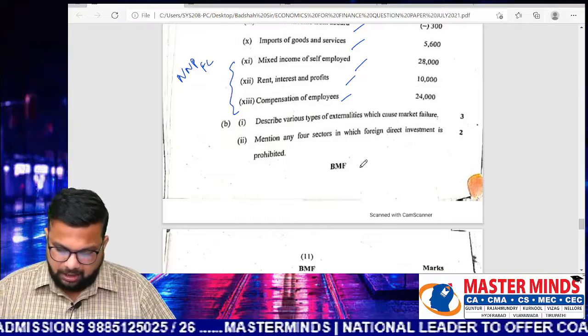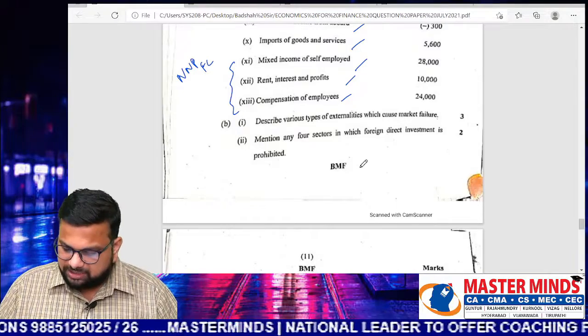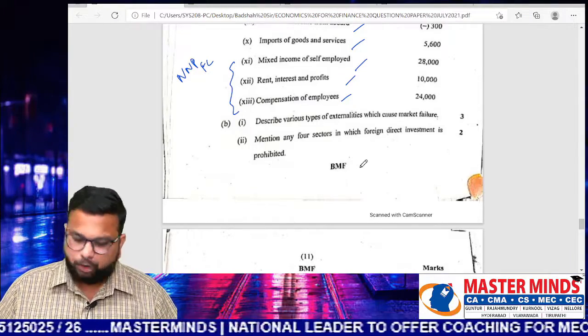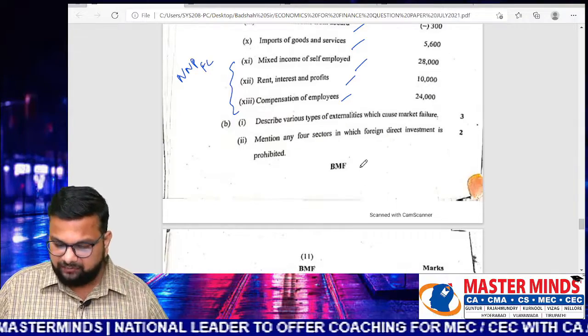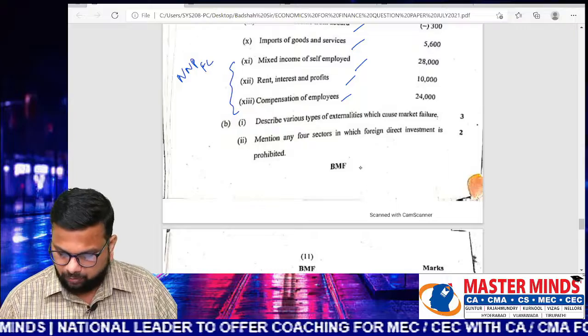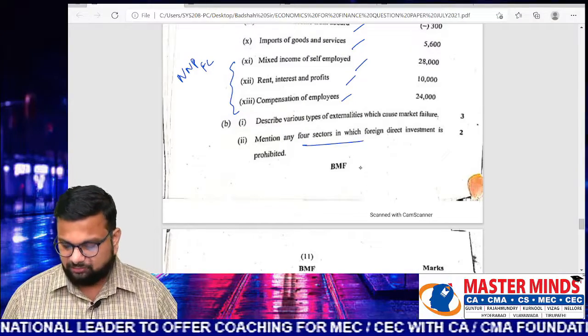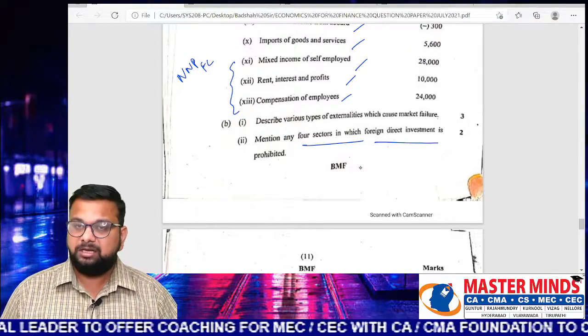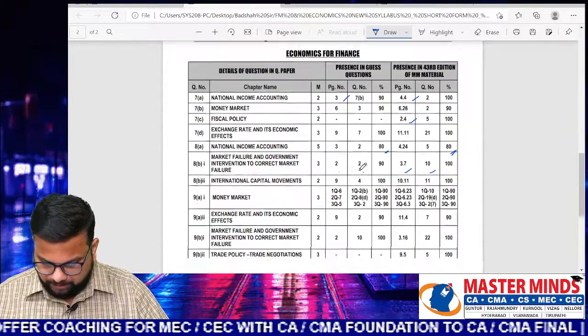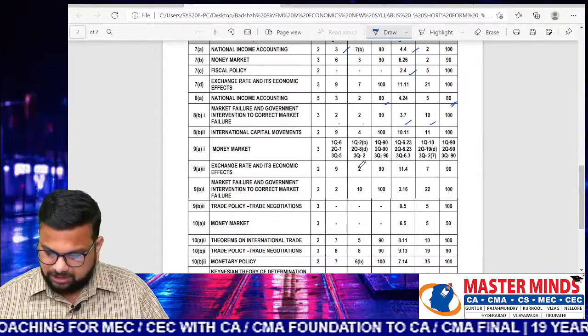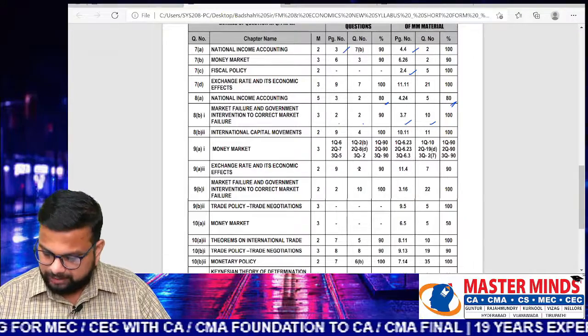Okay, next. 8B2, Nana. Mention any 4 sectors in which foreign direct investment is prohibited. Let us see whether this question is covered in our guest questions or masterminds material or not. What are the sectors where FDI is prohibited? At least we have to write 4 sectors, Nana. Okay, right. It is covered in our masterminds material, Nana. It is from International Capital Movements.